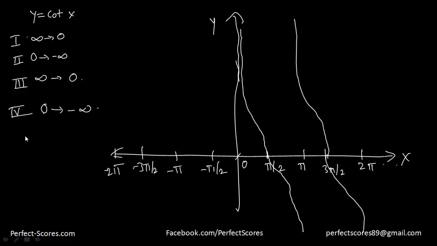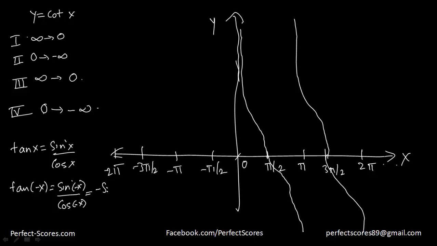Now, one thing you have to make sure over here is that tangent of x is actually equal to sine x over cosine of x, right? Now, if I want to find the tangent of negative x, it's going to be sine of negative x over cosine of negative x. Now, this is going to be equal to negative of sine x over cosine x, which means tangent of negative x is equal to negative of tangent x. It's because of this negative sign.